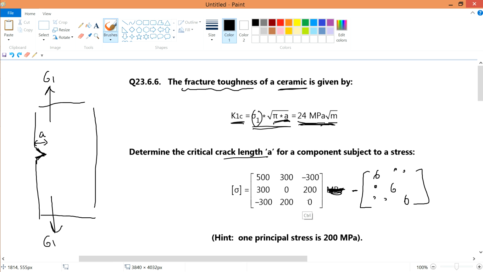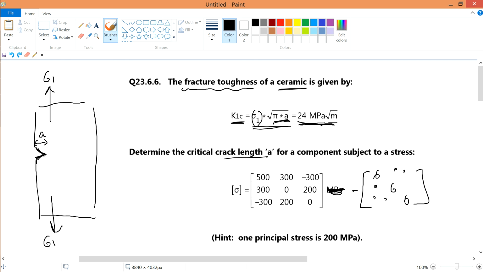So in fact, you can actually solve it, but it takes a long time. Therefore, the purpose over here is that they already give you this information. So how do you use this information to find your principal stress? And this is where we are coming from.